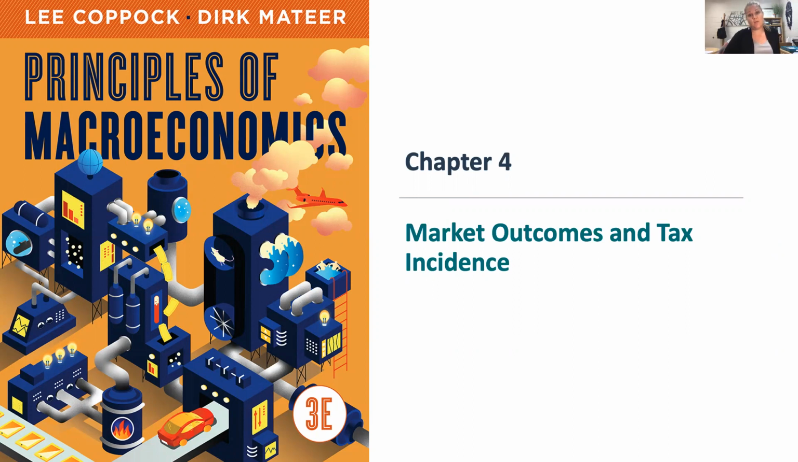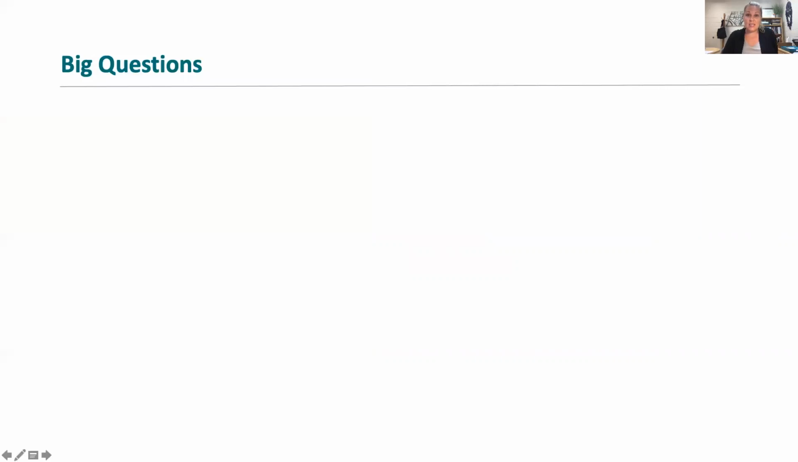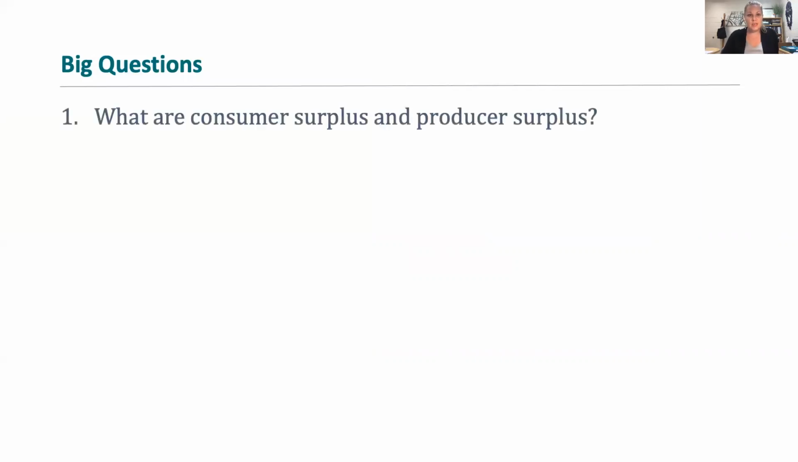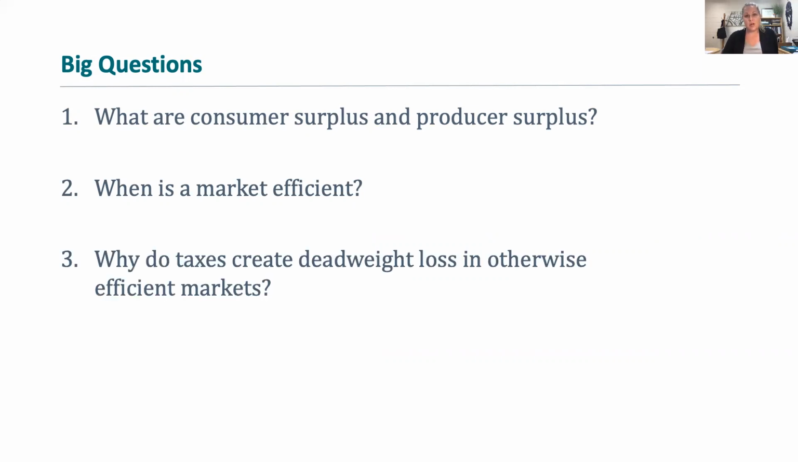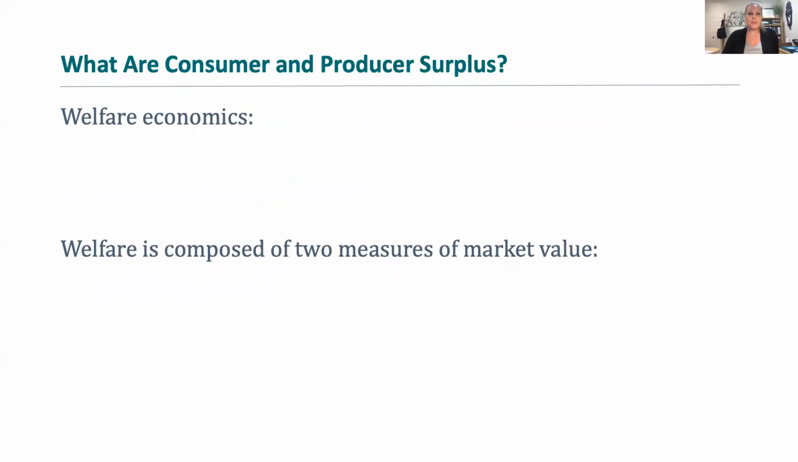This one is about Chapter 4, Market Outcomes and Tax Incidence. I'll be breaking this video lecture into two pieces. In the first half, we'll look at how we measure consumer surplus and producer surplus in order to determine when a market is operating most efficiently. In the second part of this lecture, we'll look at taxes, and specifically excise taxes and the deadweight loss they create by restricting the number of transactions that happen in a marketplace. So let's get started with the first half.